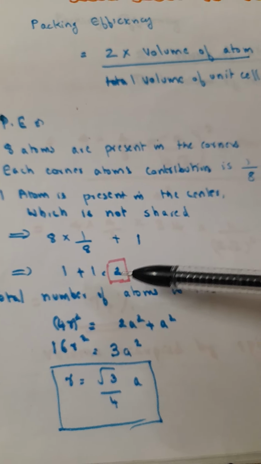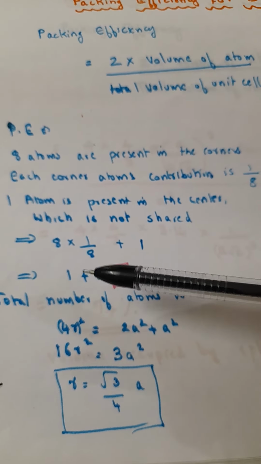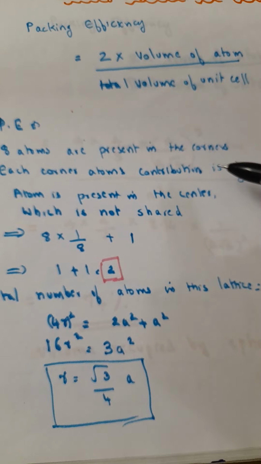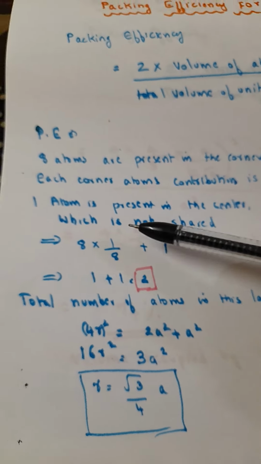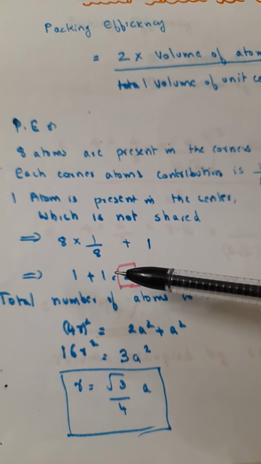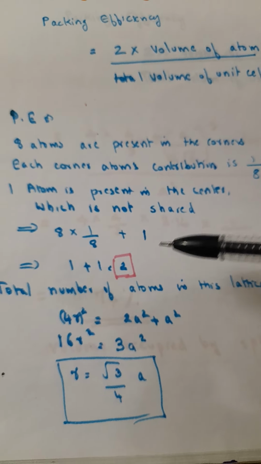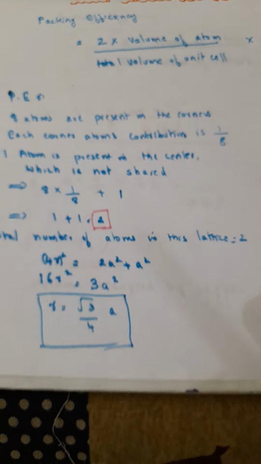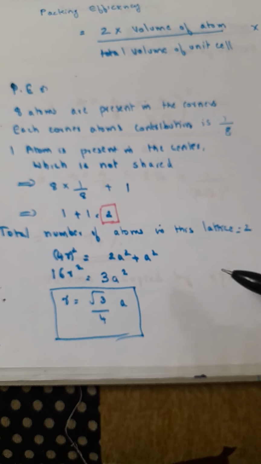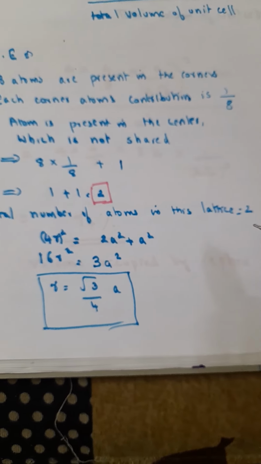Okay, so then how will we take it? 8 into 1 by 8, plus 1, which is present in the center. So 8 into 1 by 8 is 1, 1 plus 1 is equal to 2. So the total number of atoms in this lattice is 2.